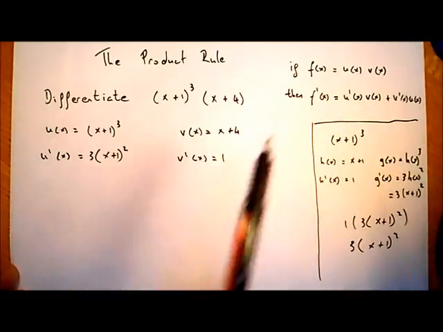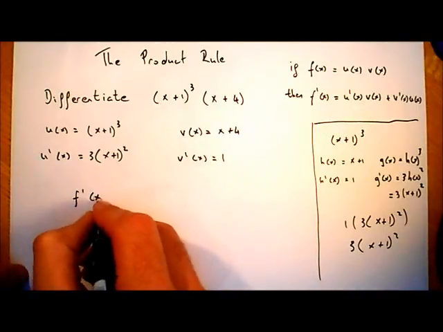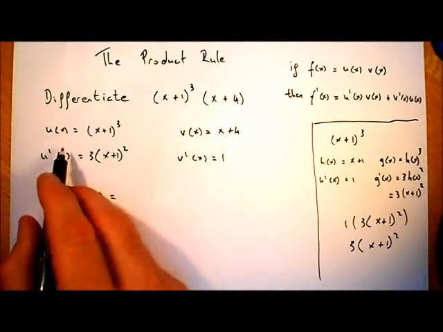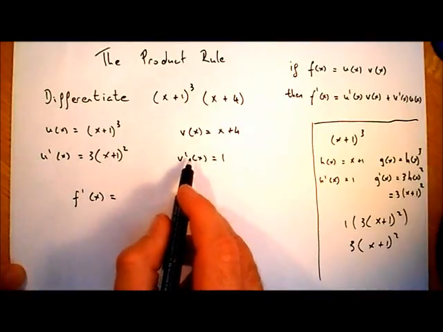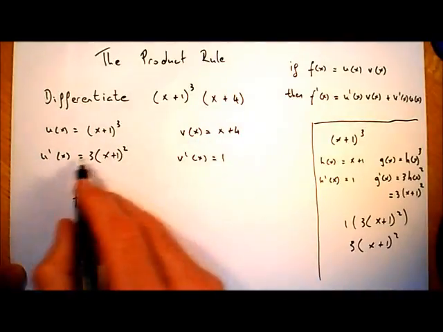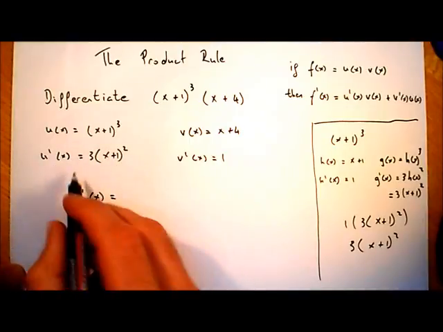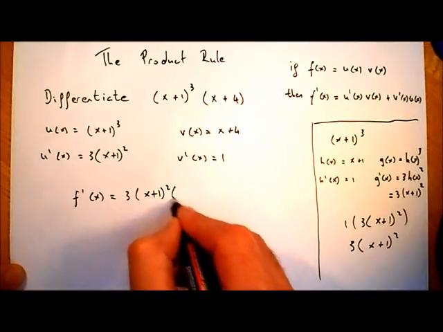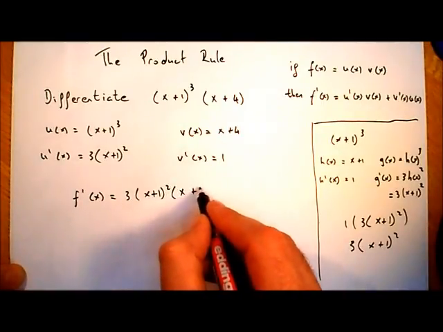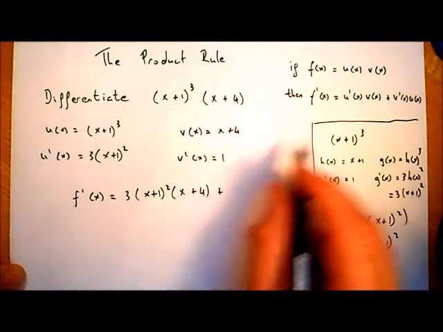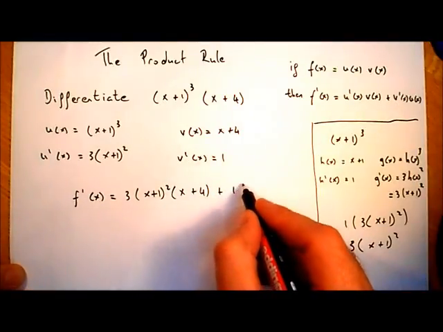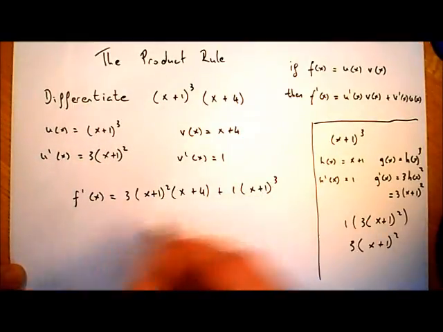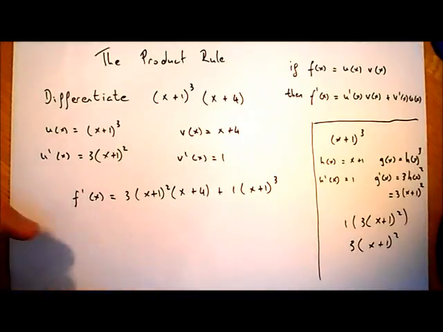Now just to fill that into the product rule, f'(x), which is what we're looking for, is just u'(x) times v(x). It doesn't matter the order you multiply things in. So it'll be 3(x+1)^2 times v(x), so times (x+4), plus v'(x), which is 1, times u(x), (x+1)^3. And this is our answer. This is what we wanted.